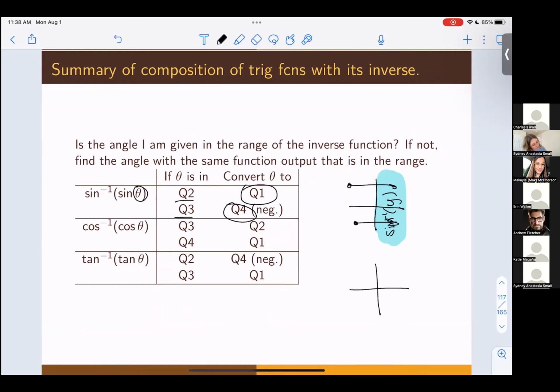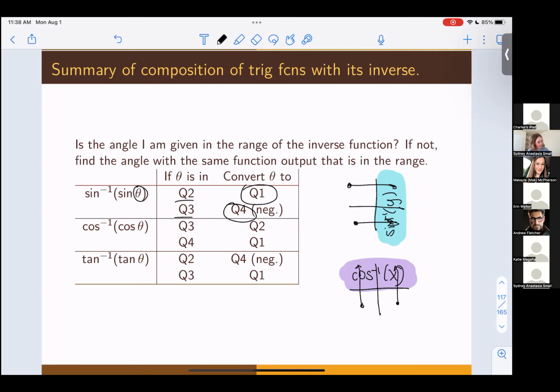Similarly, we know that cosine is defined up here in this region. So if we're given angles in quadrant 1 and quadrant 2, we're golden. We don't have to do anything. What if we're given an angle in quadrant 3? Well, then that gets converted to quadrant 2, negative cosine to negative cosine. What if we're given an angle in quadrant 4, has a positive cosine, then we convert it to an angle with a positive cosine up here. So the sine ones just move laterally and the cosine ones just move upwards longitudinally.